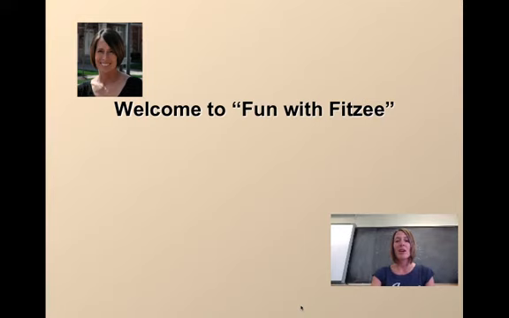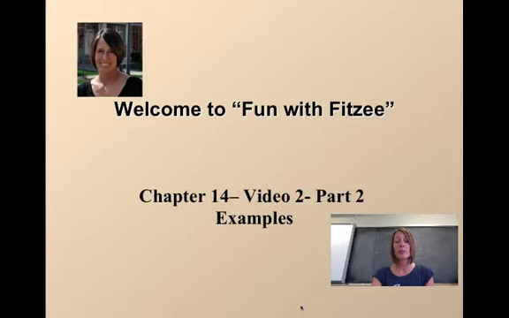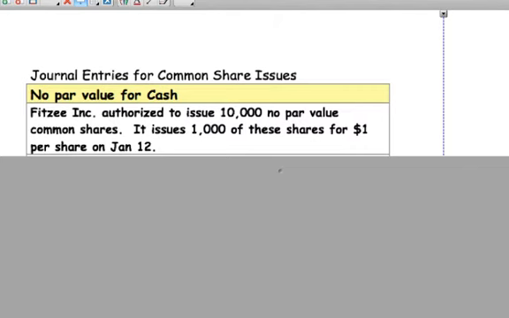Today's video is on the second part of Chapter 14, Video 2, and we're going to be going through some examples on how to journalize the issuance of shares, common shares, stated value, par value, no par value, and the exchange of shares for things like land or legal services. So I want everyone to open up the Angel. There's a worksheet that goes along with this video so you can just fill in the blanks here and we can work through it. And then that way you'll have some examples in your notes.